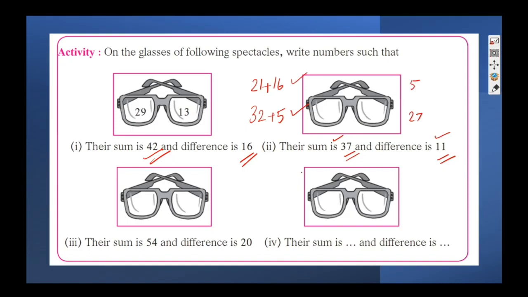Instead of 32, if I write some number between 21 and 32, for example 29 plus 8 is equal to 37, I know that. The difference between 29 and 8 is equal to 21. That won't work. 29 minus 8 is equal to 21. We need only 11. Understood?